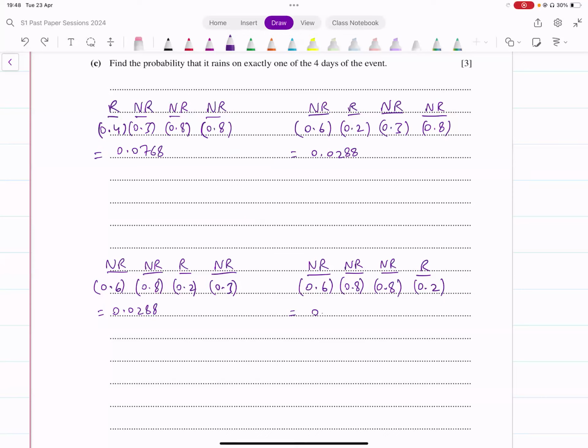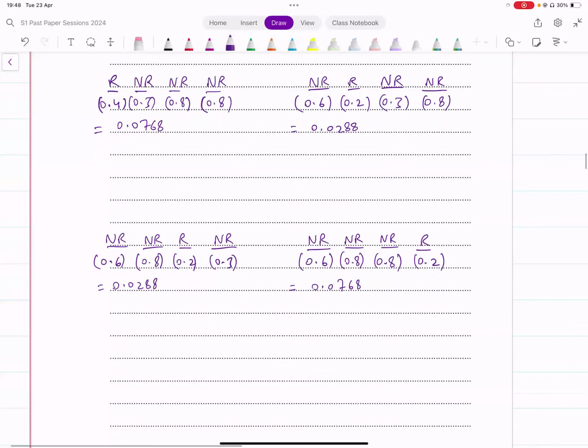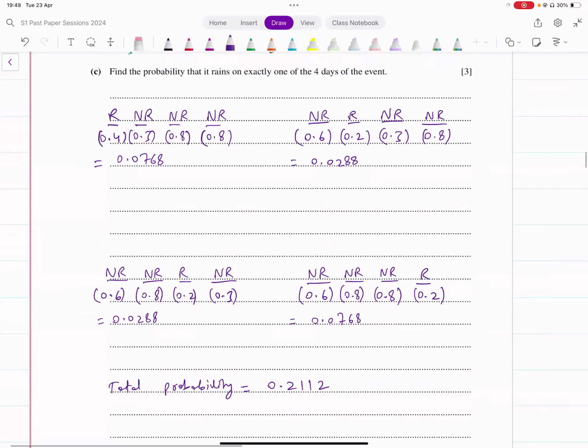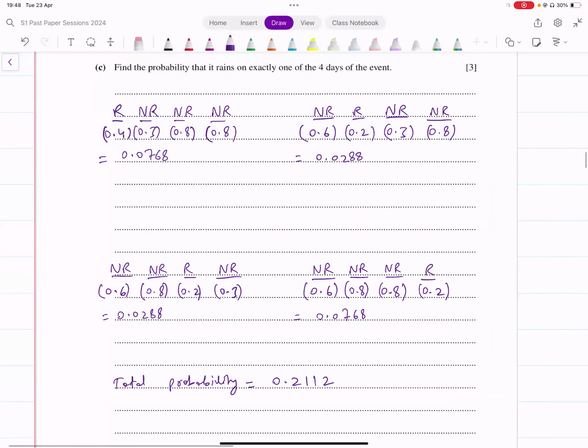That's 0.0768. Okay. And then you add all of them up. Total probability. You add all of those numbers, and you're telling me this turns out to be 0.2112. 0.2112, that's the total that we get. Okay, so that's how you find this probability.